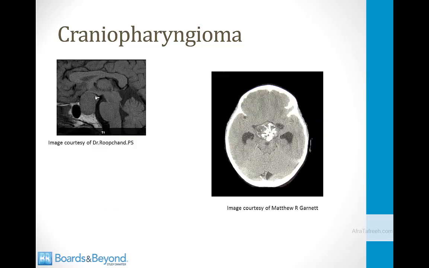And here on the left is an MRI image of a big craniopharyngioma, and then over on the right you've got another one in the middle, and you can see that there's a lot of white, and that is the calcium material inside the craniopharyngioma.